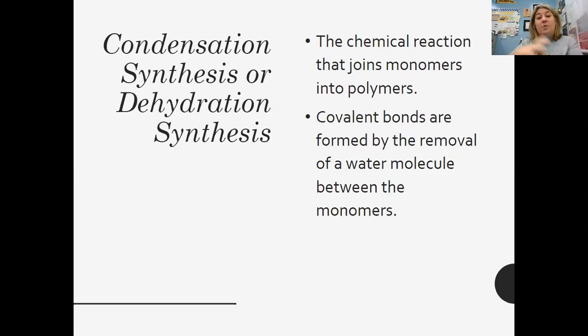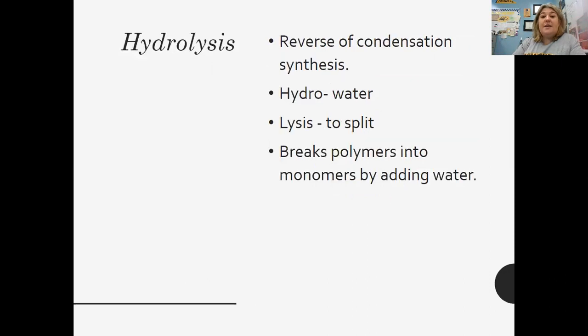What happens is you remove a water from these 2 individual smaller chains. You remove a water, and then that allows them to have a place that they can join. And so either it's one monomer and another monomer, they remove a water, now they have a place to join, or it could be 2 smaller polymers that join to make a larger polymer. And I'm going to show you a picture of this in these next couple slides.